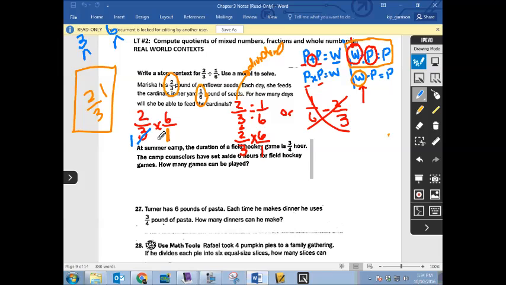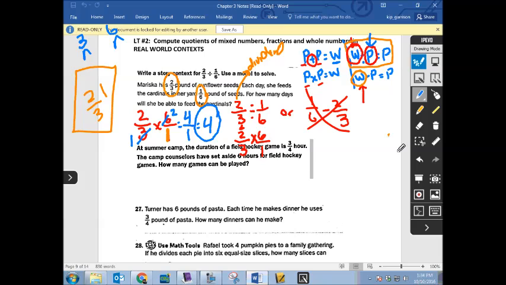So 3 divided by 3 is 1, 6 divided by 3 is 2. And that's going to give us 4 over 1, which we know equals 4. So it makes sense. If we start with 2/3 pounds of sunflower seeds, and she's using 1/6 per day, remember I said this part right here could be either the amount of groups there is, the days is representing the groups, or it could be the amount that's used in each group, which in this case it's 1/6 per day.